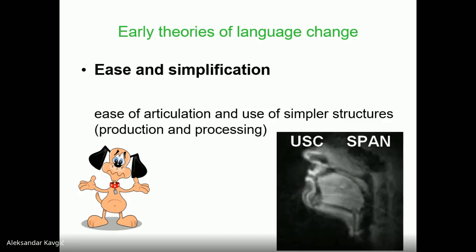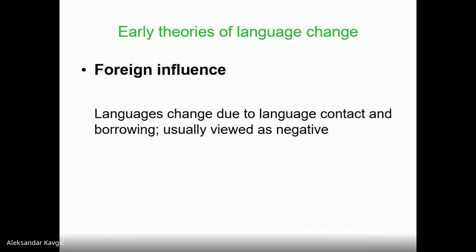And finally, this is another early theory that is actually valid. Foreign influence is usually very important, not necessarily in a negative way. So early historical linguists thought that foreign influence is a negative thing. And in Serbia, you still have some people who claim that heavy borrowing is a terrible thing.